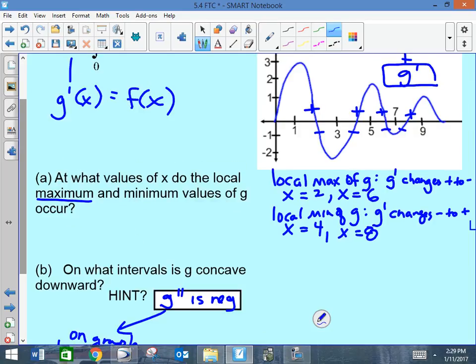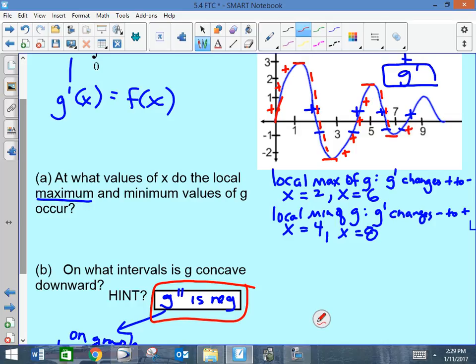Okay, so G double prime, I'm going red here. G double prime is the slope of this. What kind of slope do I have right at this moment? Positive, still positive, 0. Then I go negative, negative, negative, negative, negative, 0. Then I go positive, positive, positive, positive, 0. Negative, negative, negative, 0. Positive, positive, 0, negative, negative. Okay, those are G double prime in red.